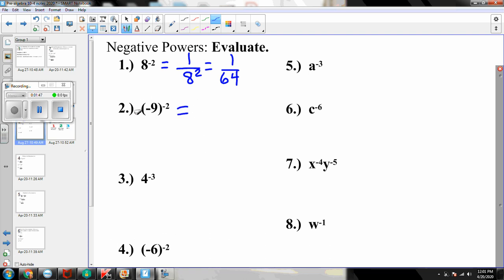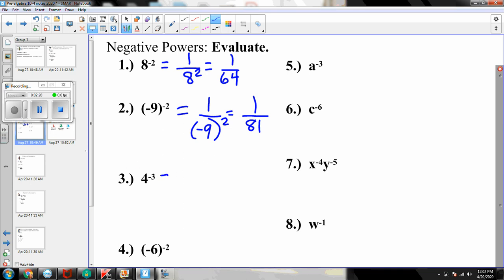On number 2, I have the number -9 to the -2 power. So since the exponent's negative, I'm going to make my answer a fraction. The -9 to the second is going to go to the denominator. When I move this to the denominator, I had a -2 power. It becomes a +2 power. If -9 is in parentheses, it means take -9 times -9. A negative times a negative would give me a +81. So this would be 1 over 81.